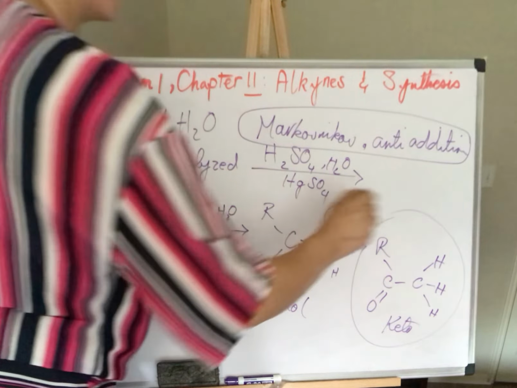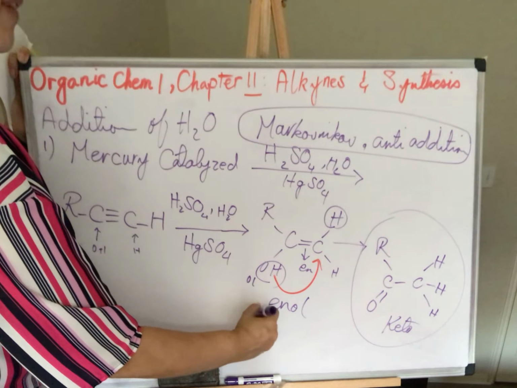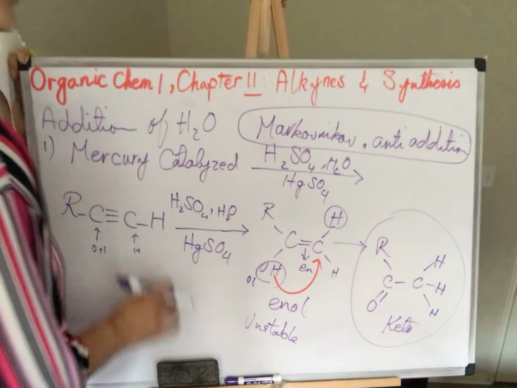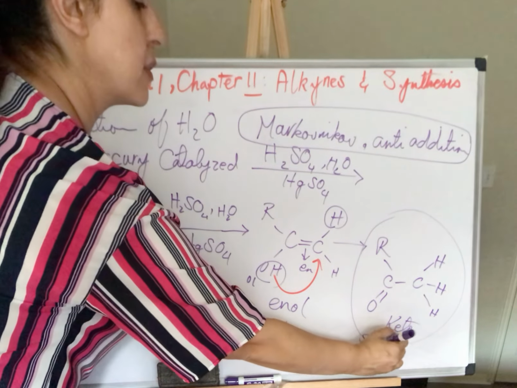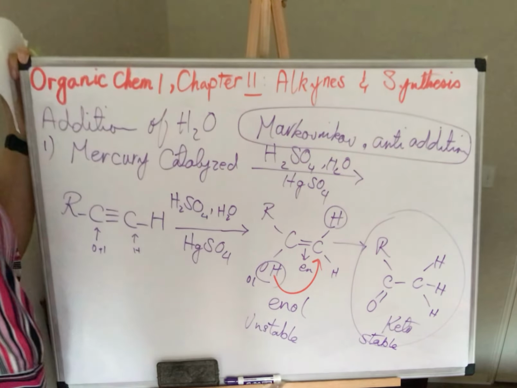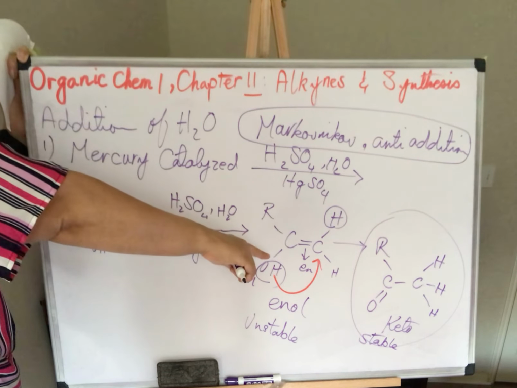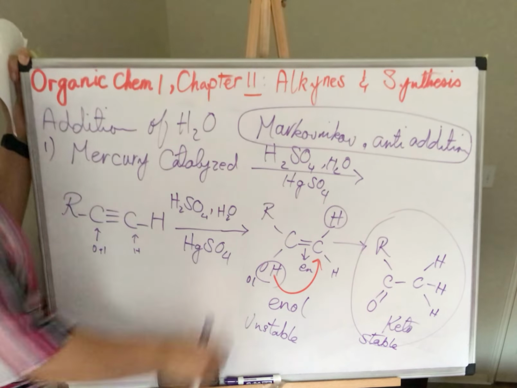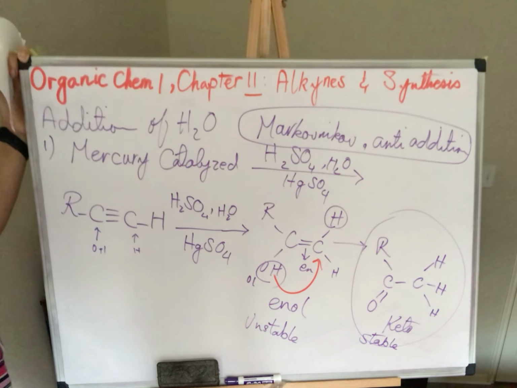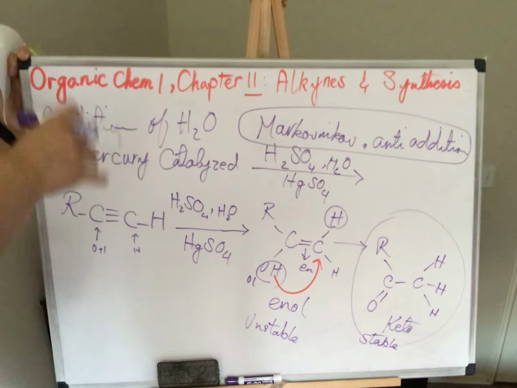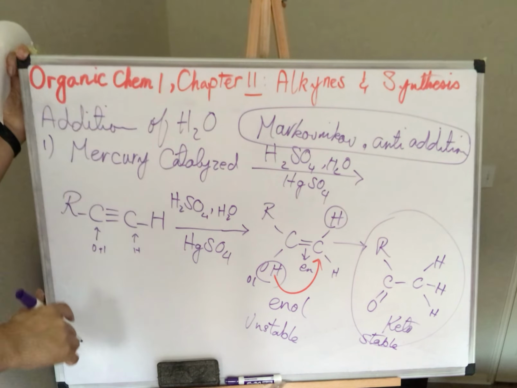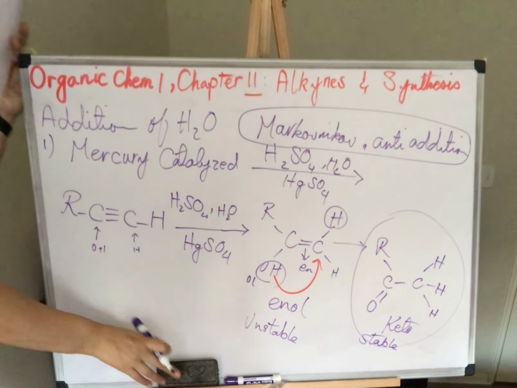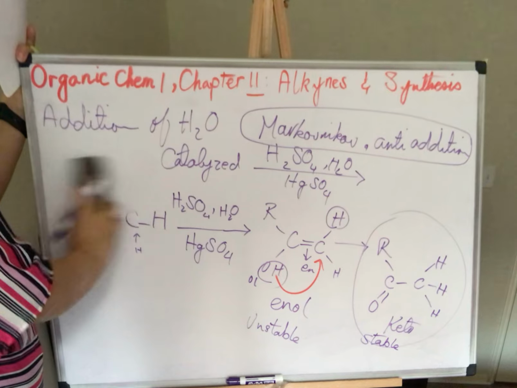That's the keto one, not the enol, because enol is very unstable. As soon as it forms, upon its formation, it changes to keto, which is a very stable product. So what happens is that double bond moves between carbon and oxygen. Instead of OH, you have carbon-oxygen double bond. We call it carbonyl. And hydrogen sticks to the hydrogen-rich carbon. That's for mercury-catalyzed, which is Markovnikov and anti-addition.